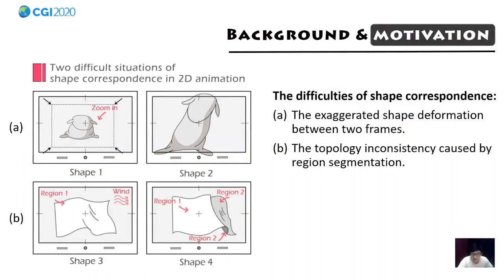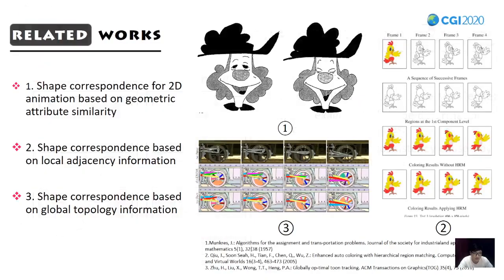But solving this correspondence problem is very hard. The difficulties are that the 2D animation shapes usually deform heavily because of the artist's creative drawing. The topology of shapes also may be inconsistent due to partial occlusion, like this figure shows. So to sum up, the problem is difficult, and that's why after all these years, it's still a hard topic. We decided to start with region correspondence.